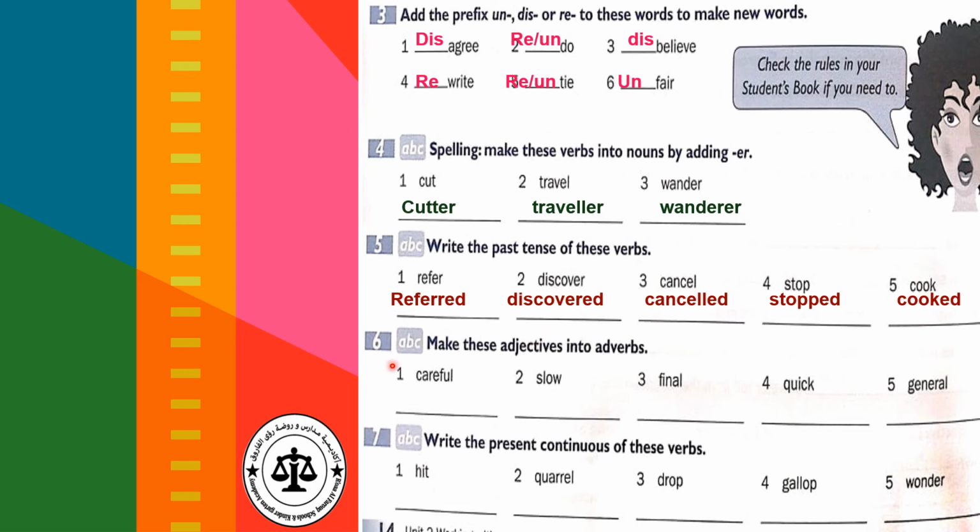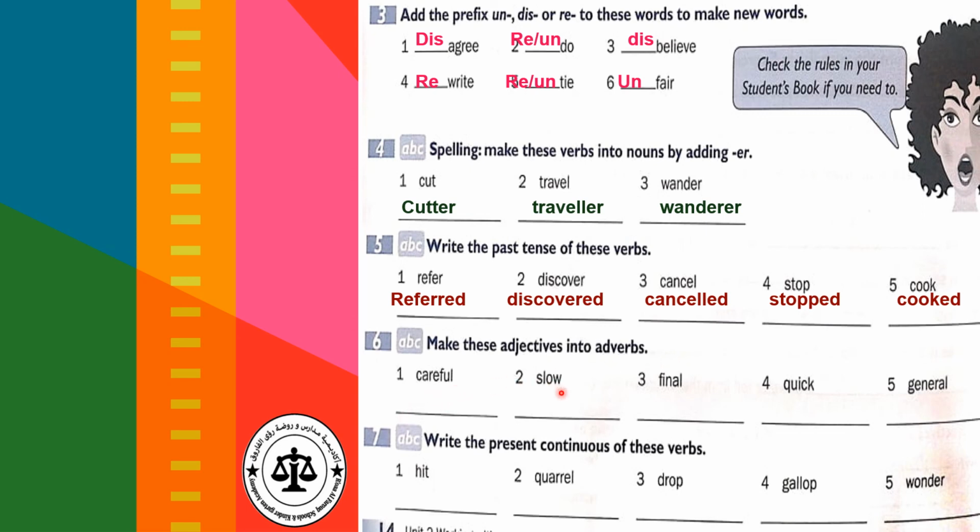Number 6. Make these adjectives into adverbs. What do we mean about adverbs? We want to add ly for these adjectives. So, if we add ly to these adjectives, they change into adverbs.